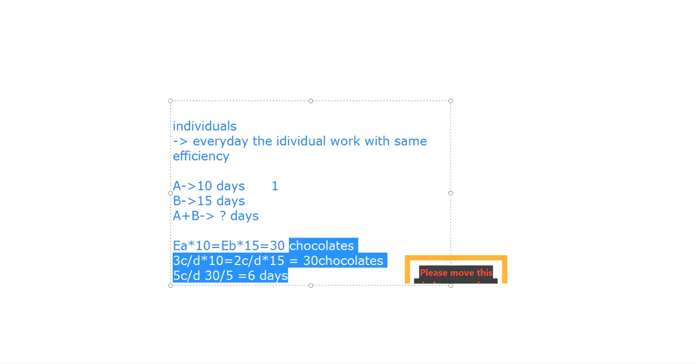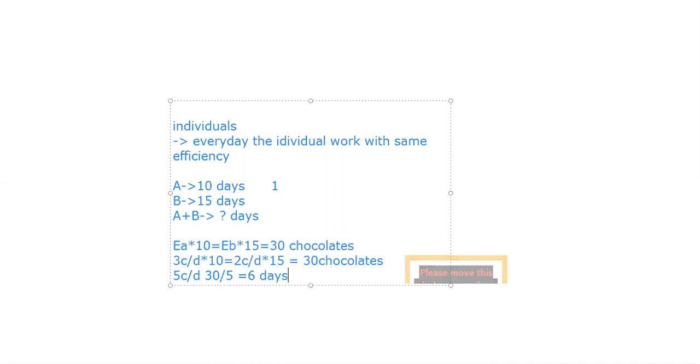And one more thing, maybe I will put this. Now A and B took up the task, and they are paid 500 rupees. What is the payment of A? What is the payment of B?